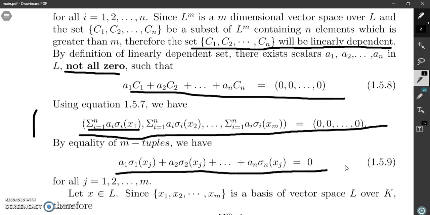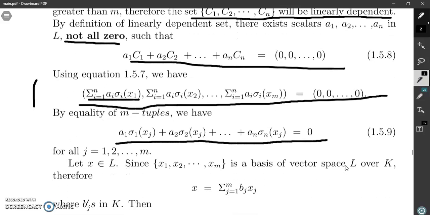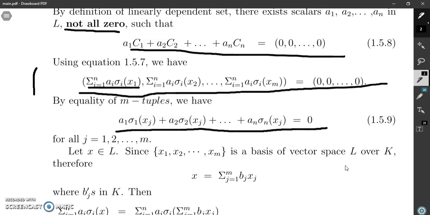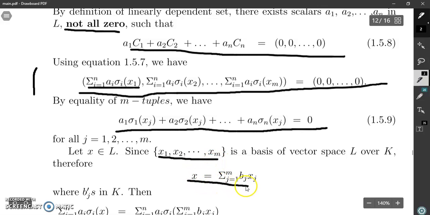So now we use this result. Suppose that x is any element of L. Since x1, x2, dot dot xm is a basis of L, every element of L can be uniquely expressed as a linear combination of these, and so x will also be a linear combination of these. Here we use a summation convention. It means b1 x1 plus b2 x2 plus dot dot dot bm xm. Note that the coefficients will belong to K because L is a vector space over field K.